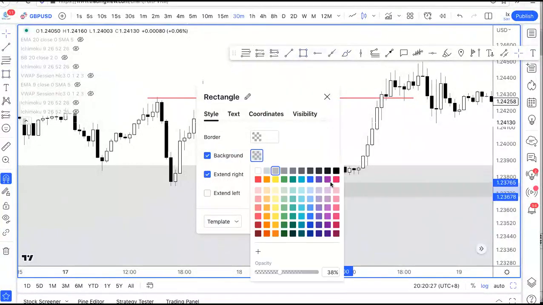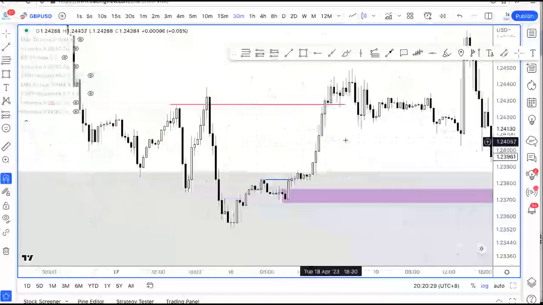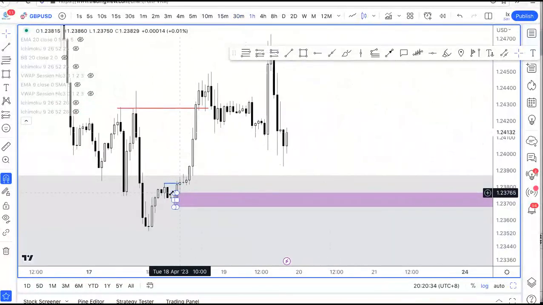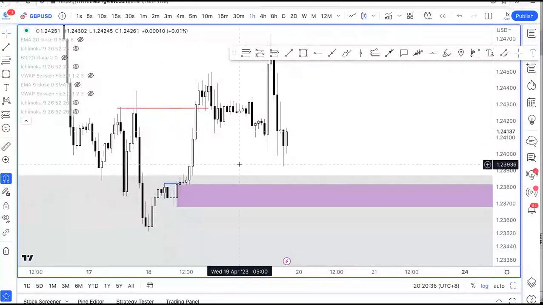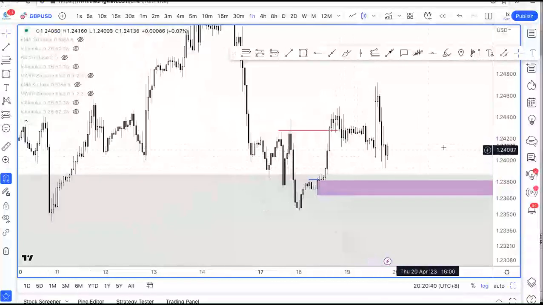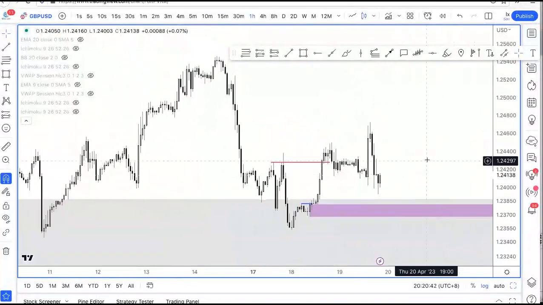Right, so I'll just put this in, let's say in purple, on the 30 minutes time frame. If you want to work with a wider range on your 1 hour, you can actually just highlight this whole candle. Okay, so either one, depending on the range that you're looking at. So right now, this is the area for me.